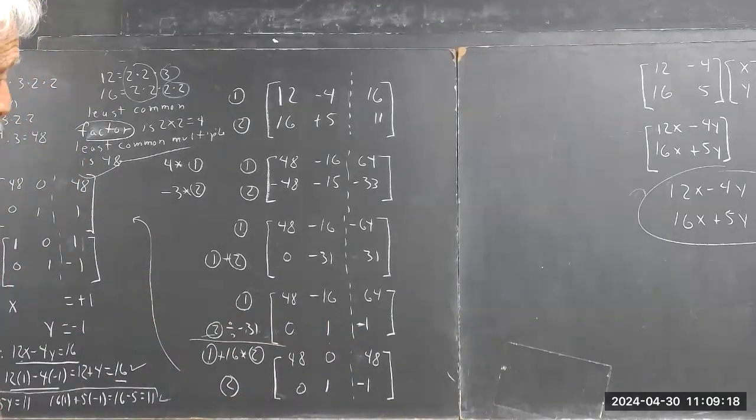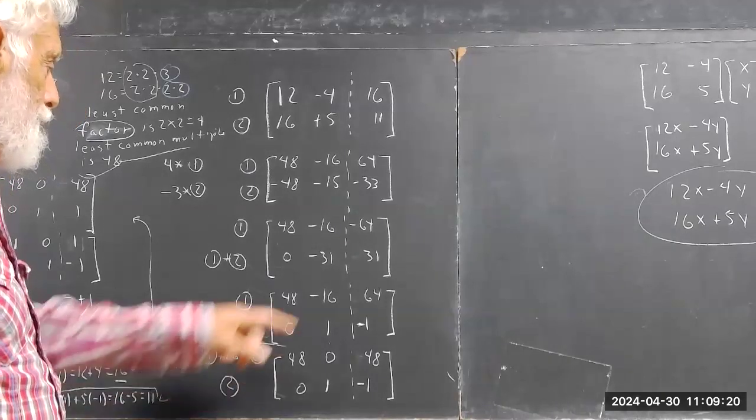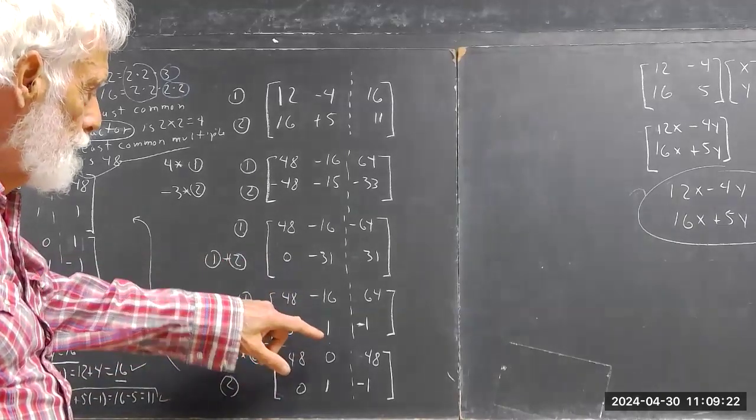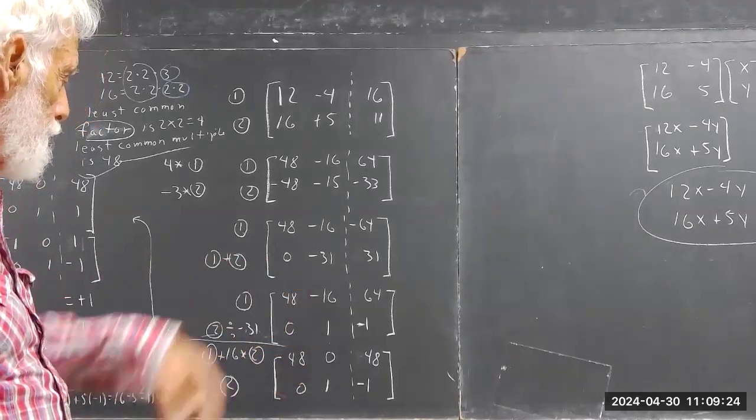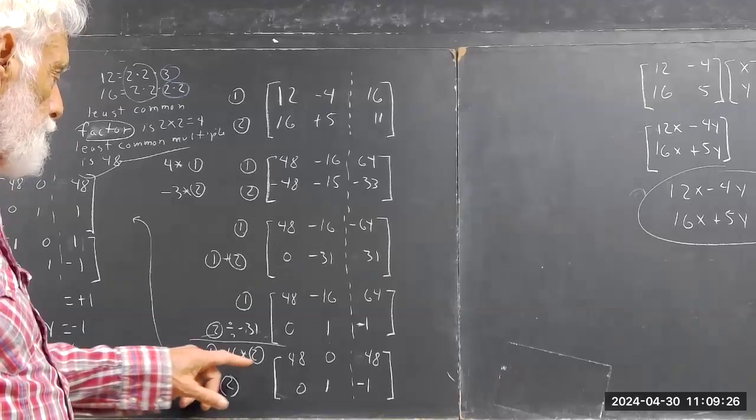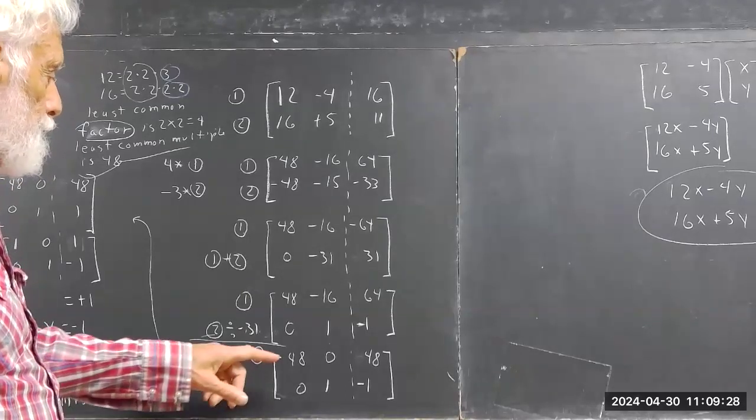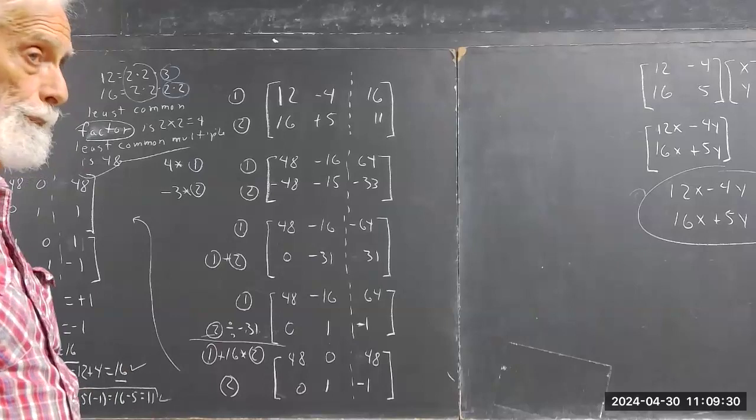Okay, then it's a simple matter to get a 0 here. We multiply the second row by 16 and add it to the first. It's the first row plus 16 times the second. Gives us 48, 0, 48.